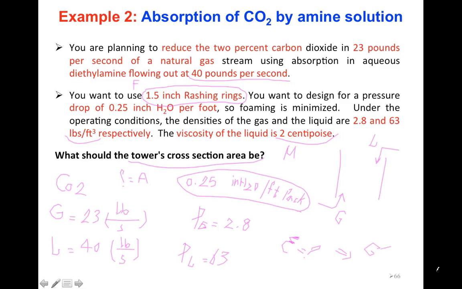This is the G prime for the flooding condition. We consider the flooding condition for now. I mean, this is the minimum, in flooding condition we will have the minimum diameter that is needed. So what we have now.